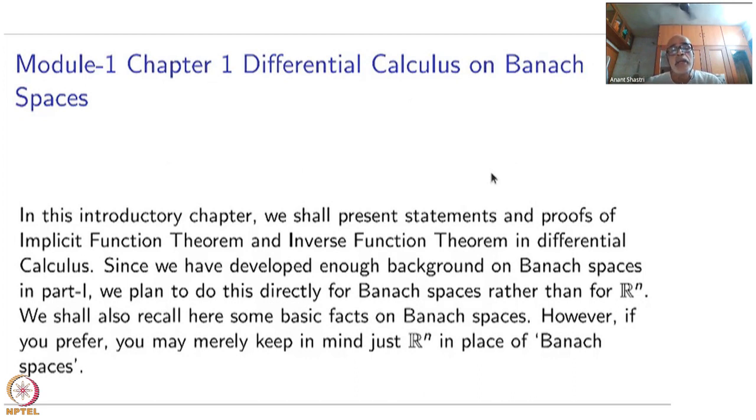Usually for Rn, one can prove inverse function theorem and then prove implicit function theorem, which becomes a little more transparent. In the case of Banach spaces, such a method is not possible. We have to first prove the implicit function theorem and then deduce inverse function theorem.